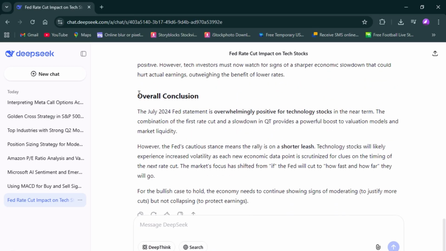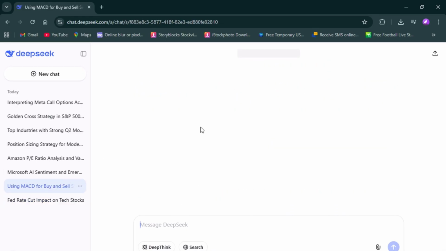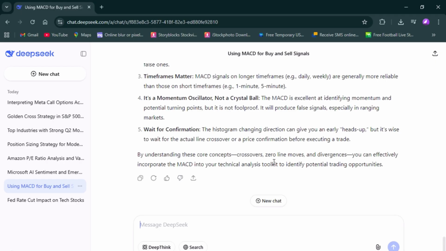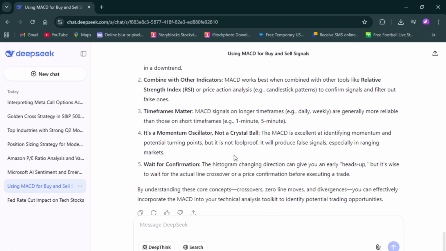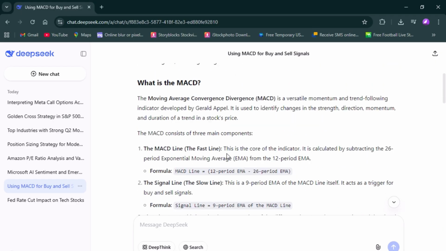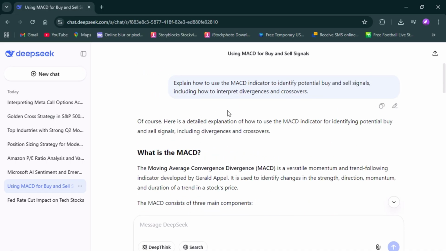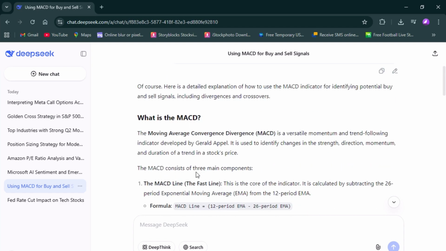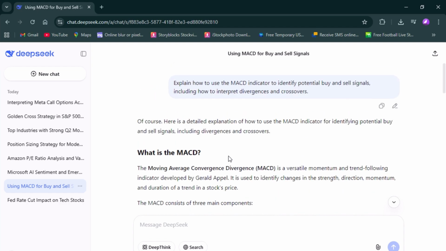Another highly effective use of DeepSeek is for technical analysis. Although DeepSeek isn't a charting software, you can describe specific patterns, indicators, or market conditions, and ask for detailed explanations. Try using prompts like, "What does a head and shoulders pattern indicate? How reliable is it as a reversal signal? And what confirmation signals should I look for?"